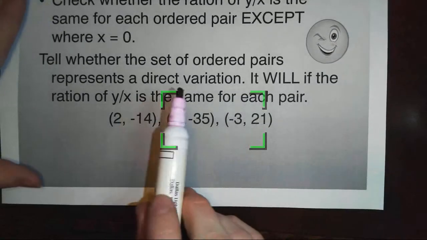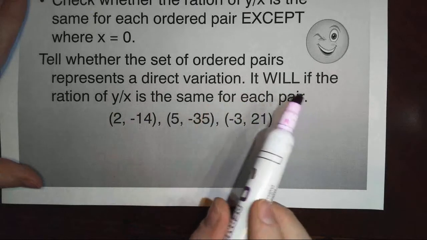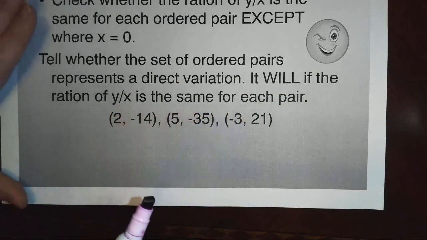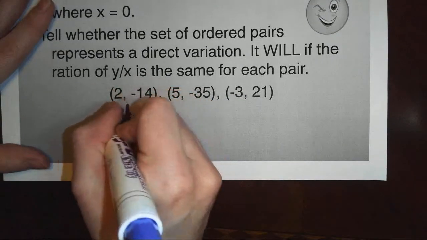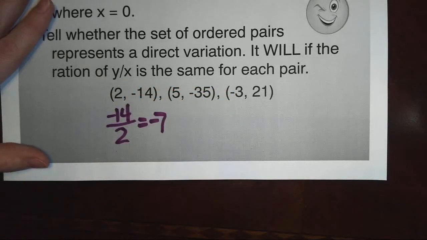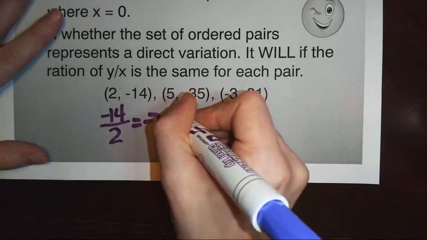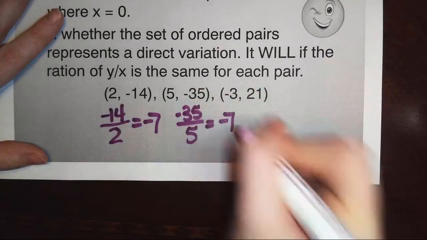So here we're going to tell whether this set of ordered pairs is a direct variation. It will be if we divide y by x and we get the same number every time. So for this first pair, I'm going to take y, negative 14, and divide it by x, which is 2, and that gets me negative 7. Now I'm going to do it for the next ordered pair. I've got negative 35, which is my y, divided by x, 5, and I get negative 7.